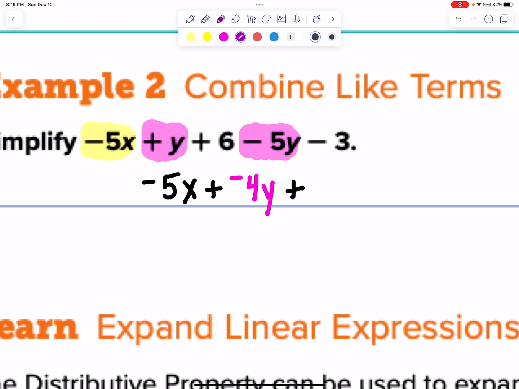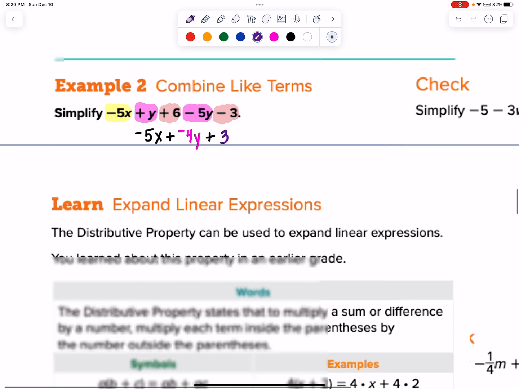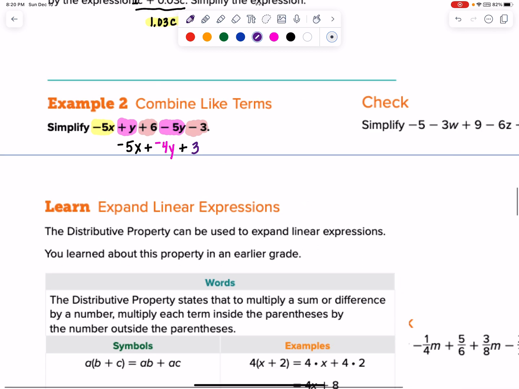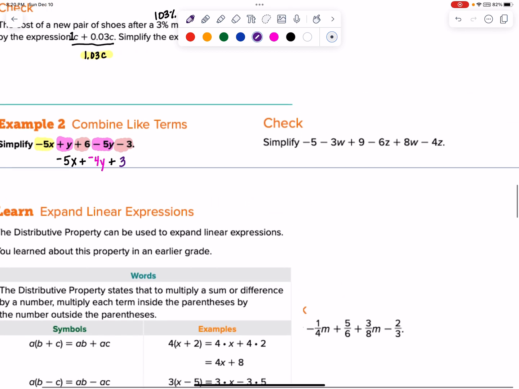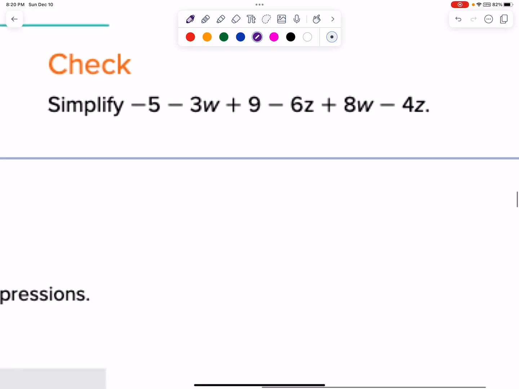Let's get our next club. Pick a really different color. We have a positive 6 as a constant. Here's my other constant. So I have a positive 6 and a negative 3. Different sign subtract, and so we end up with a 3 at the end. So negative 5x plus negative 4y plus 3. Okay, all right, and there's our simplified expression. So go ahead and pause and you can try the next one and then play and you can see how you did.